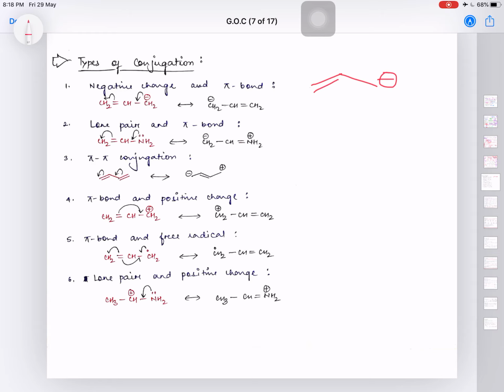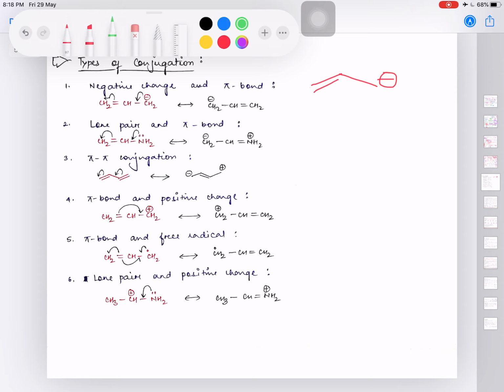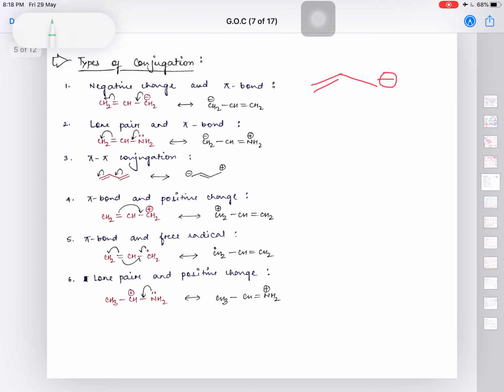Okay, now if a double bond and a minus charge are in alternate position, then it is called negative charge and pi bond conjugation. How is this possible? You see, the first one is this one. This minus charge means extra electrons, so it can donate its electrons to this bond. And this pi bond can open up and give its electrons to the nearby atom. Okay, so we will get this structure. Clear? So this is one type of conjugation.